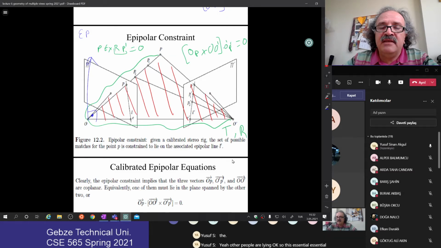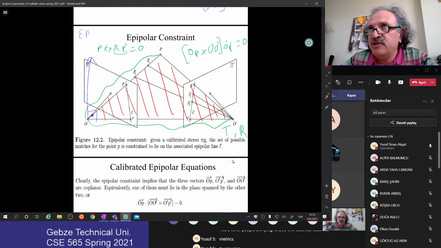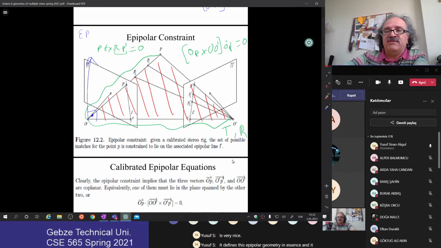So this essential matrix is very nice. It defines this epipolar geometry in essence, and it automatically produces these lines for us. Very nice results here. There is only one problem with the essential matrix, something that we don't like. The thing is that the essential matrix works in the camera coordinate system, not the image coordinate system.